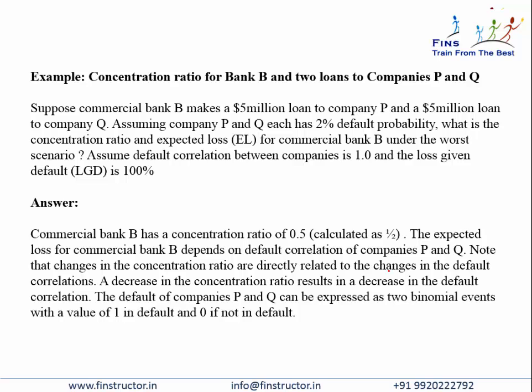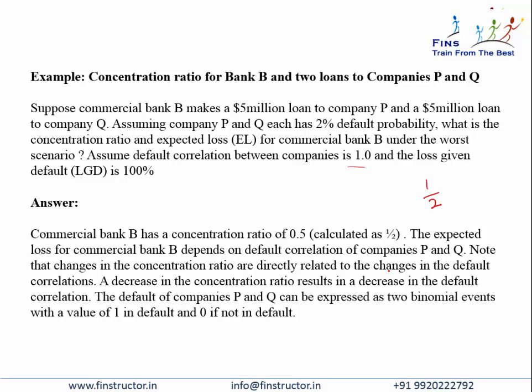Suppose commercial bank B makes a $5 million loan to company P and a $5 million loan to company Q. Assuming company P and Q each have 2% probability of default, what is the concentration ratio and expected loss for bank B under the worst scenario, that is both companies default? Assuming default correlation between the companies is 1 and the loss given default is 100%. So commercial bank B has a concentration ratio of 0.5, that is 1 upon 2.